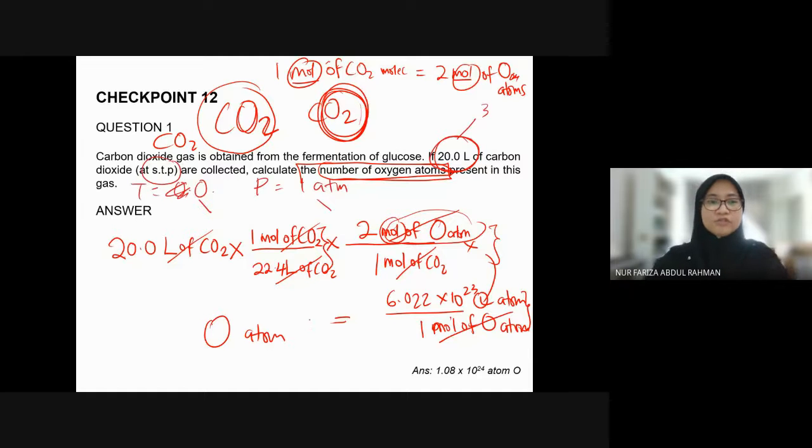Next, you need to press the calculator very carefully, please. If you set it up correctly but press the calculator wrongly, your final answer will be wrong. So you end up with the final answer. That is how you use dimensional analysis. You just have one straight line of working solution.